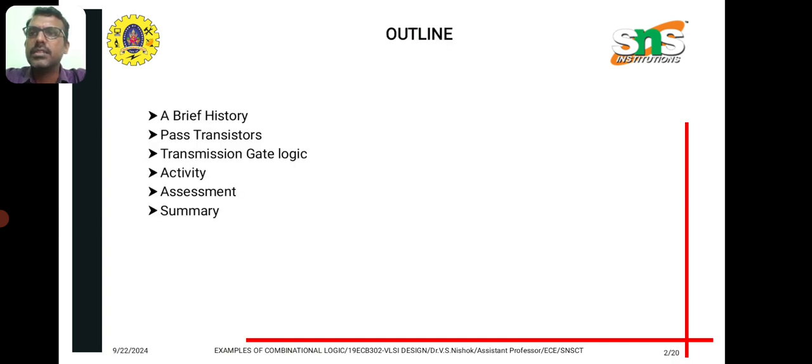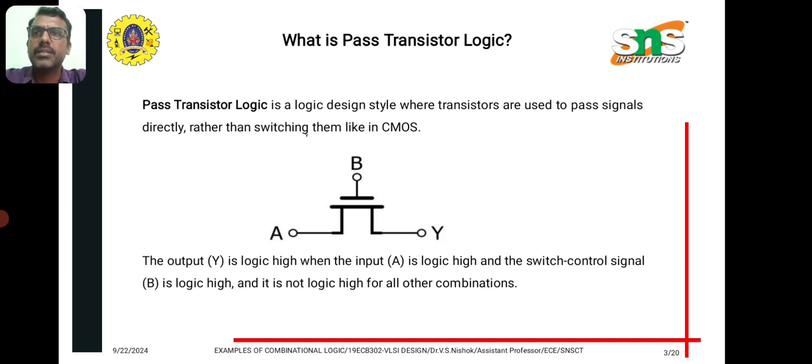Here is the outline. Starts from pass transistor and its advantages and disadvantages, transmission gate logic, and assessment. Okay, we are starting with pass transistor logic.